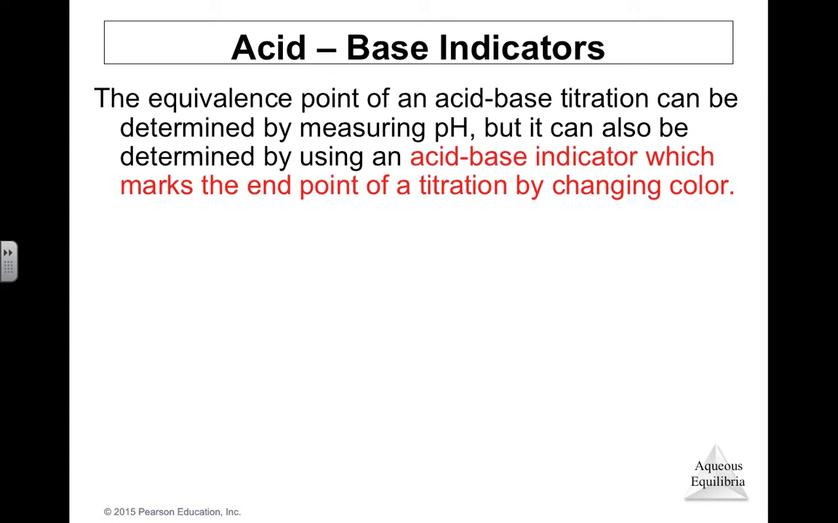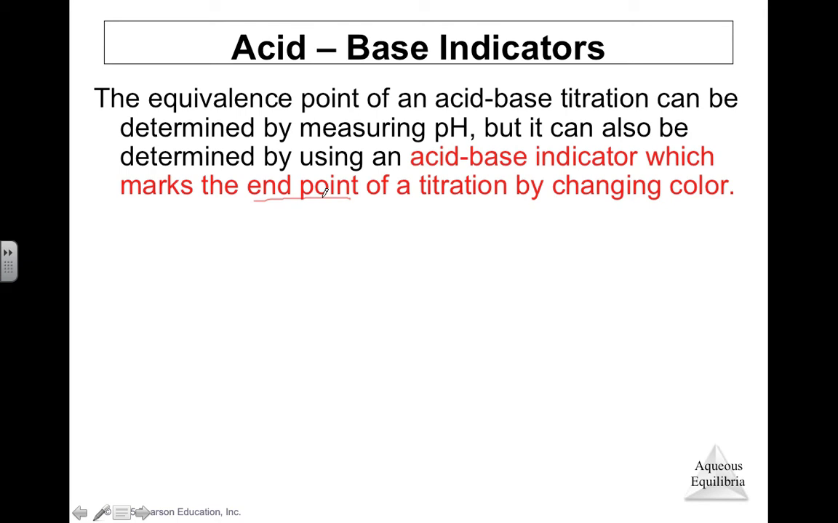But it can also be determined by looking at an acid-base indicator, and an acid-base indicator marks the end point. So there is a distinct difference between the equivalence point and the end point. Equivalence point is when moles of acid equal moles of base. End point is when the indicator changes color if you're using an indicator.